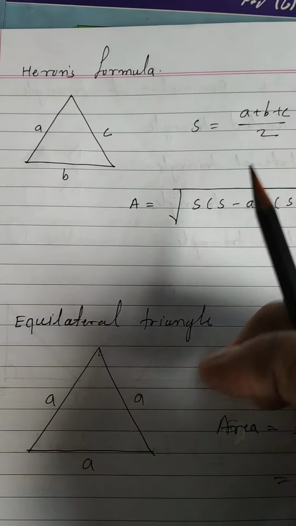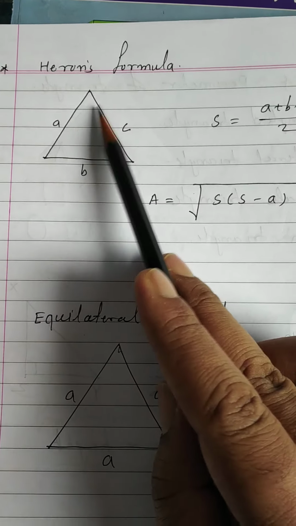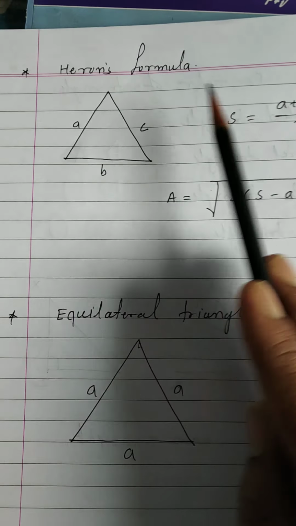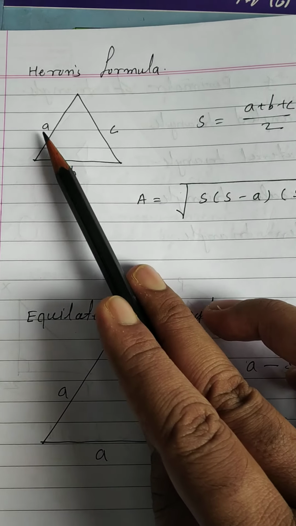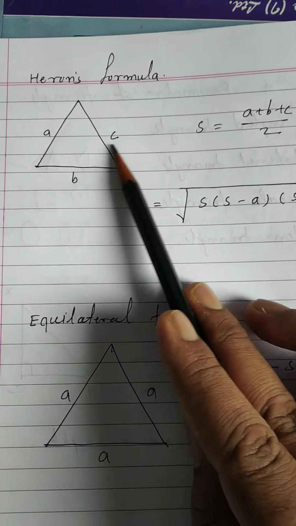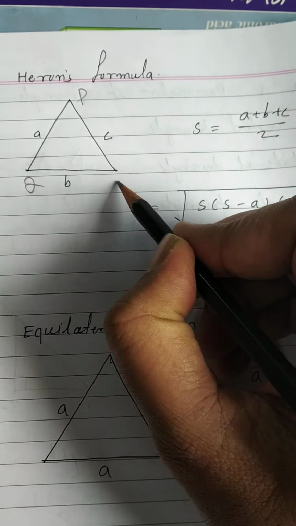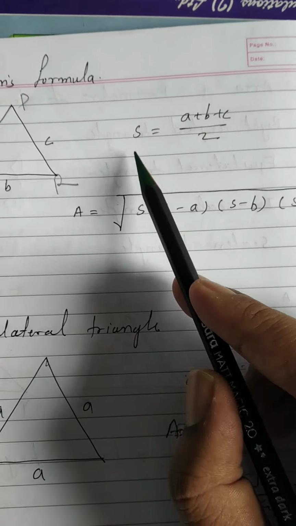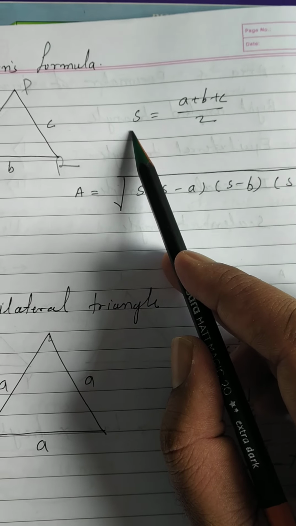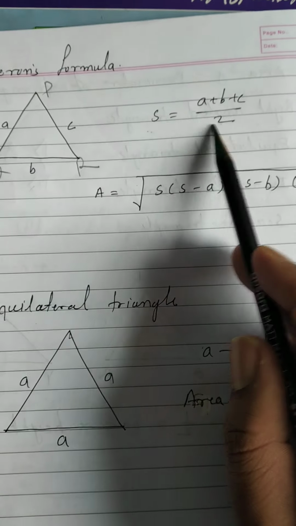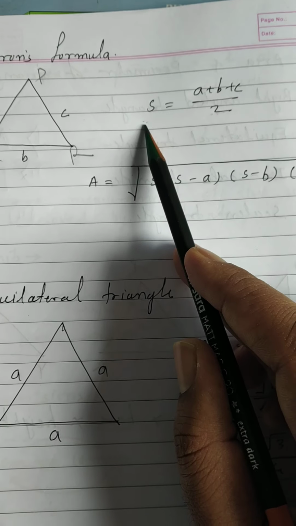Okay, we'll go for next. What is Heron's formula, that we will see here. Suppose you come across such a triangle where the three different sides are given, that is A, B, C. These are the three different sides of any triangle. Consider PQR. Then first of all we need to calculate semi-perimeter. How to calculate semi-perimeter? The sum of all sides divided by 2. That is what semi-perimeter means, isn't it?